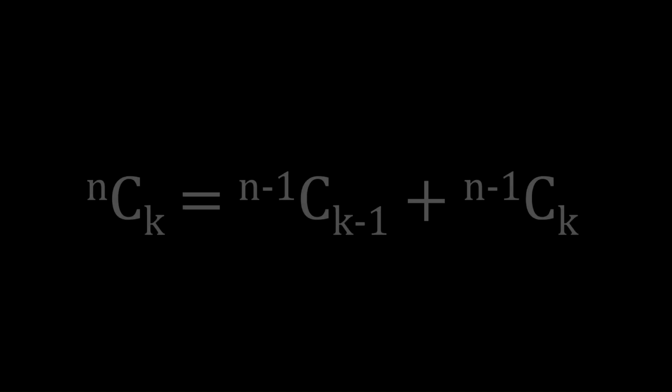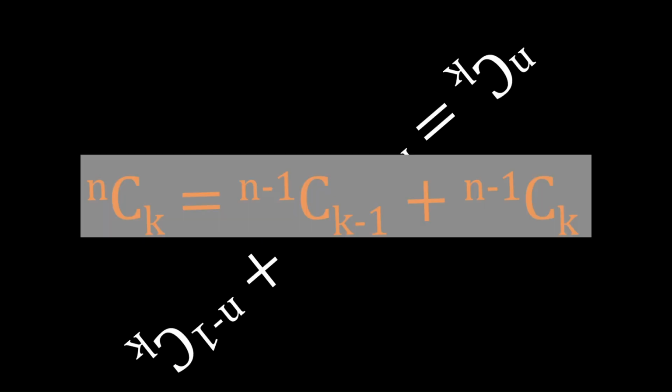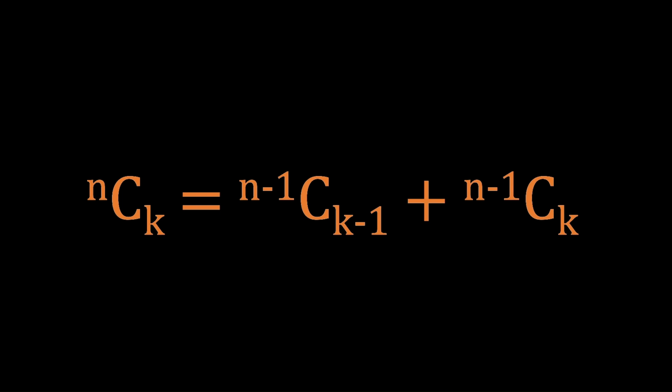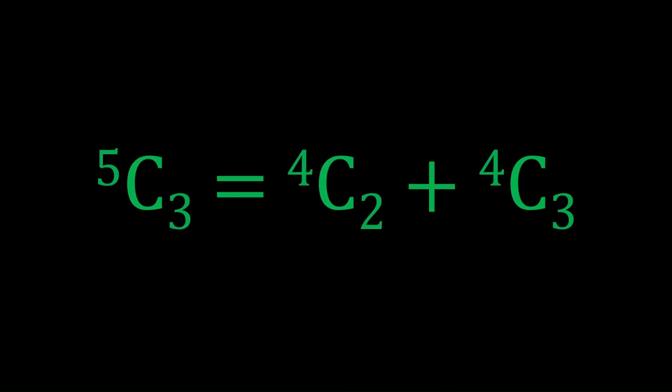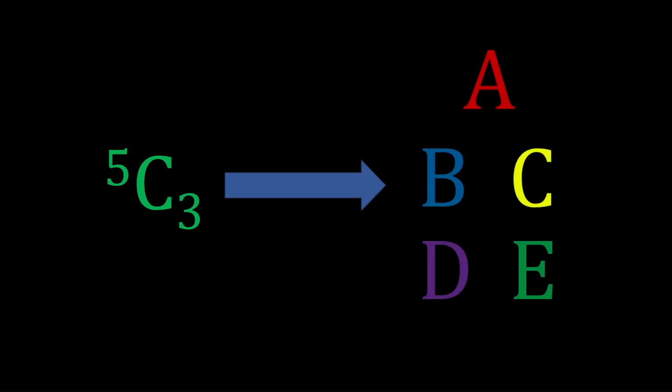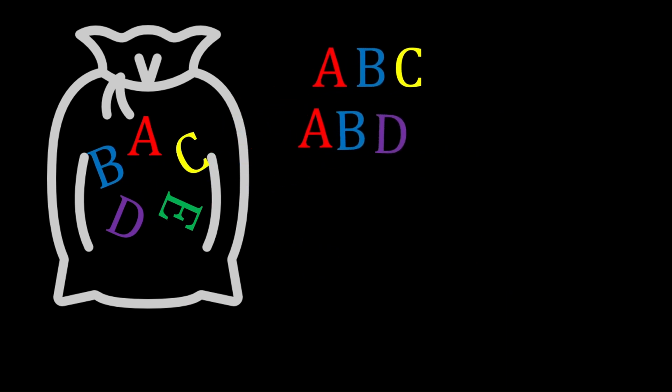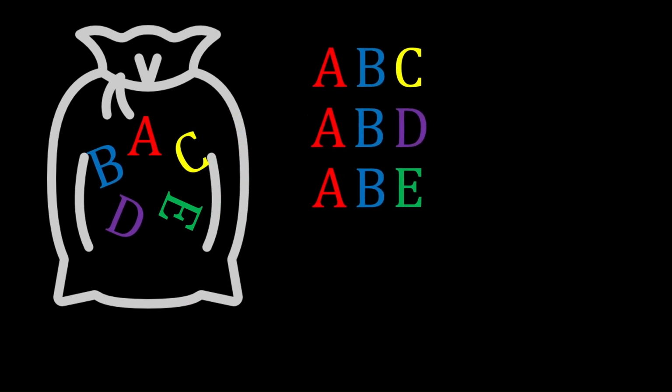Now, I know that dealing with only letters can get intimidating. So, let's carry on with an example of n equals 5 and k equals 3. 5 choose 3 over here corresponds to choosing 3 objects from a group of 5 unique objects. So, let's say I have a bag of letters from A to E. 5 choose 3 would represent the number of ways to pick 3 letters from these 5, which in our case would be 10, shown here.